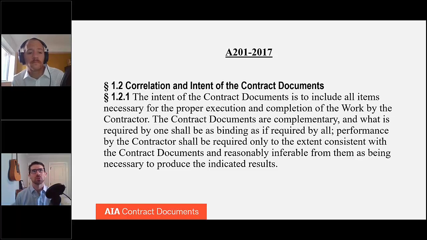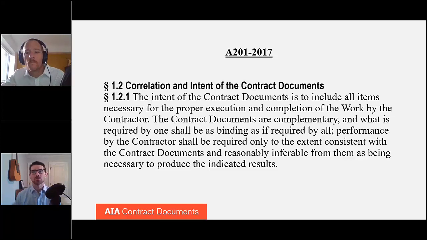Section 1.2.1 is broken down into three parts, essentially. The first part is just the first sentence. So the first sentence talks about the intent of the contract documents, and their intent is to include all items that are necessary for the proper execution and completion of the work by the contractor. And what that means is it just explains that it is the intent of the parties when they enter into the agreement. So, for example, when they sign their A101 and their A201, it is their intent that everything they've included as contract documents are there to provide everything the contractor needs to properly execute and complete the work. That's what that sentence essentially says.